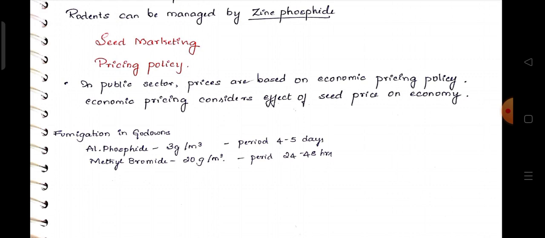Fumigating in godowns with aluminum phosphide 3 gram per meter cube for the period of 4 to 5 days, and methyl bromide 20 grams per meter cube for the period of 24 to 48 hours are most effective in order to avoid the contaminants like many of the pests and storage pests also.